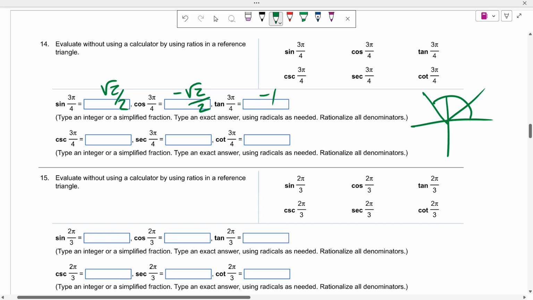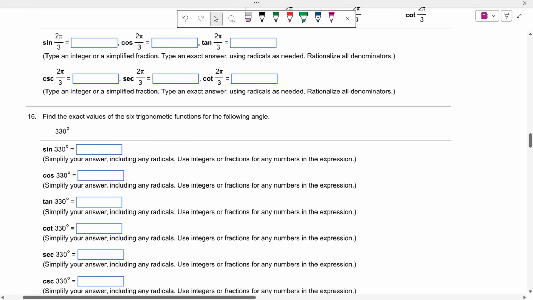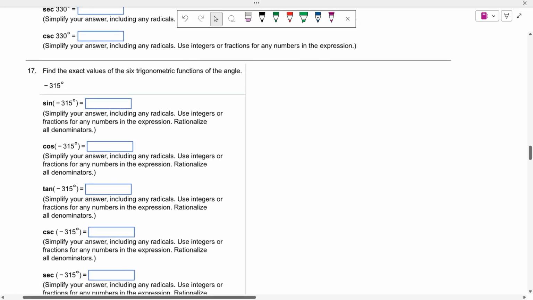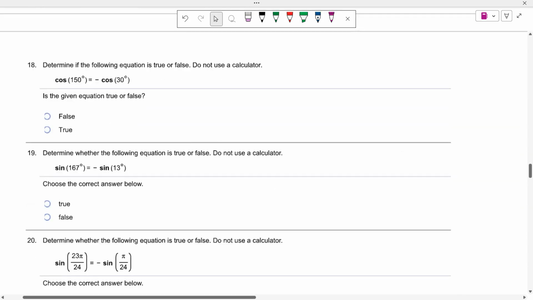Now, if we flip upside down, square root of 2 over 2 is 2 over square root of 2. Can't leave square root of 2 on the bottom, so I multiply top and bottom by square root of 2. I get 2 square root of 2 over 2, and the 2's cancel to be just square root of 2. If I flip this upside down, it's negative square root of 2. Flip this upside down, it's still negative 1. Okay? So you'll have some problems like that, sine, cosine, tangent, cotangent, cosecant, and so on.